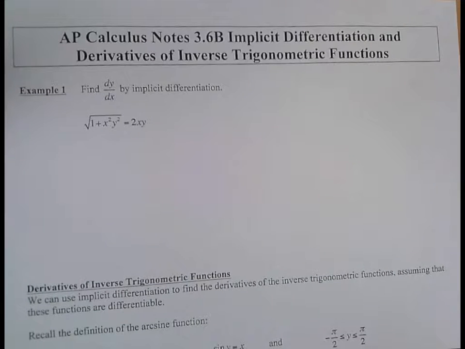Derivative of y with respect to x by implicit differentiation. I just want to give you a chance to work through this example, apply what we did yesterday. All right, let's get it. So work through it. We'll see what we come up with.